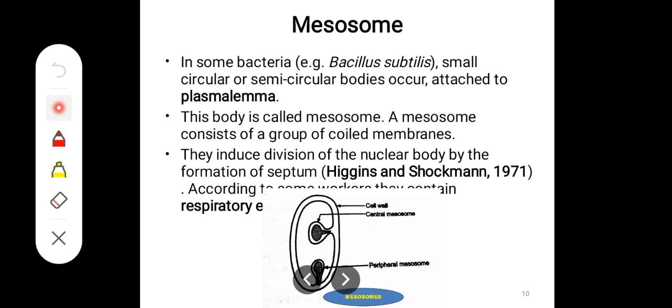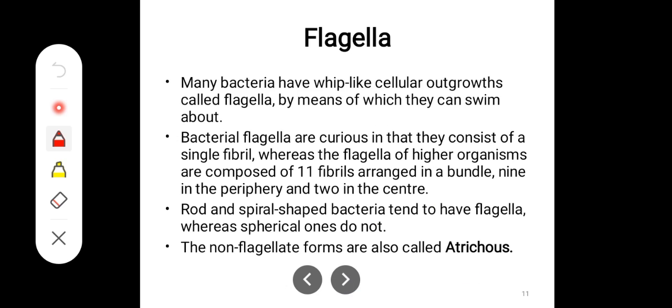Next, we will discuss mesosomes. In some bacteria, such as Bacillus subtilis, small circular or semicircular bodies occur attached to the plasma membrane. These bodies are called mesosomes. A mesosome consists of coiled membranes, and they induce division of the nuclear body for the formation of septa. As you can see in this diagram, there is the cell wall, the central mesosome, and the peripheral mesosome. Next, the flagella.